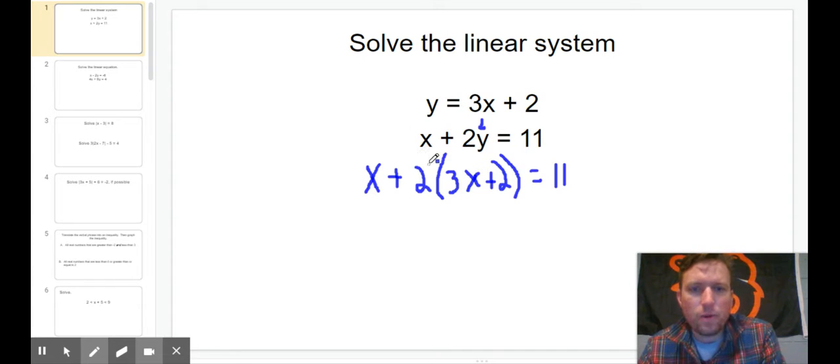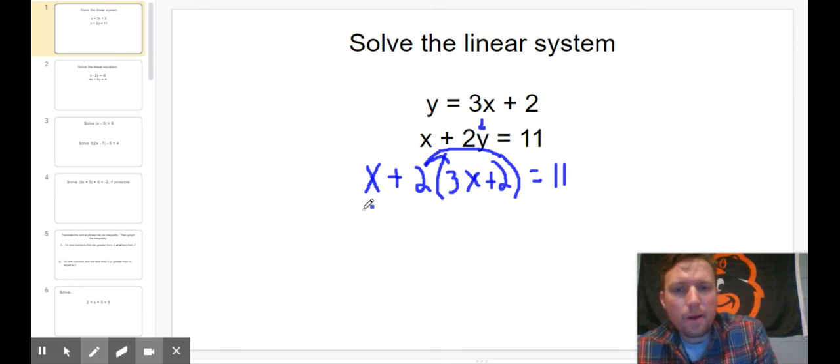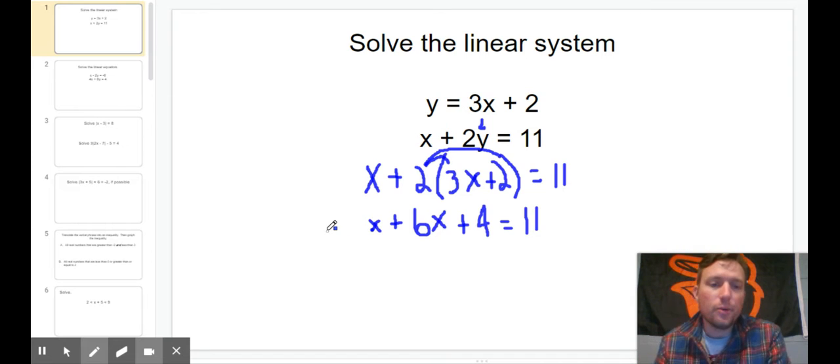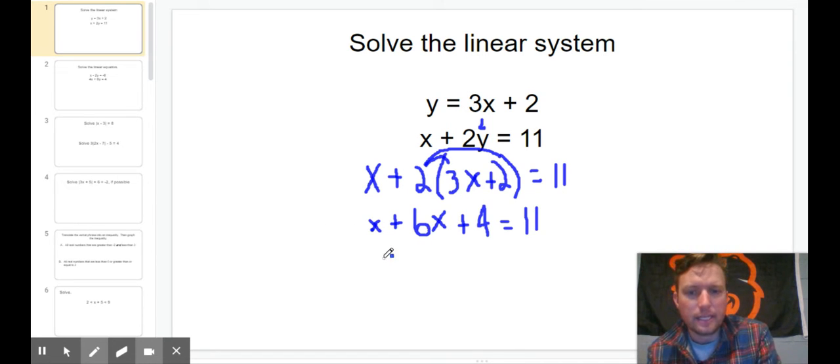The first step is the distributive property of multiplication: we multiply 2 by 3x and 2 times 2. What I'm left with is x plus 2 times 3, which is 6, so now I have 6x. And then 2 times 2 is 4, and I have 11. Now I need to combine like terms. So I have x plus 6x, which gives me 7x.